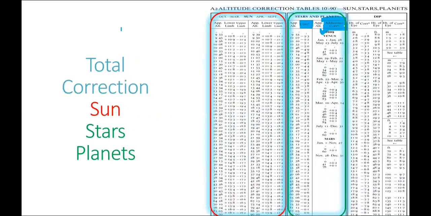Okay, so beta, this is also clear to everyone, the total correction for stars and planets and sun. Yes, sir. Very good. Let's go to the moon now, the last celestial body which we have.